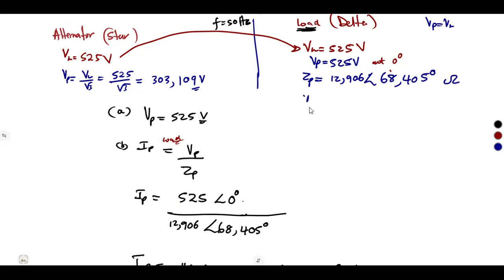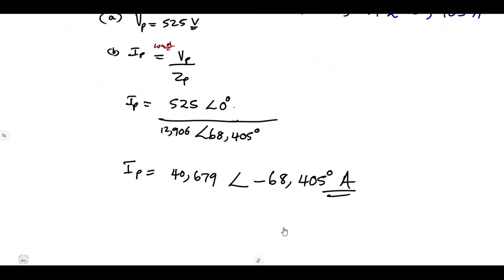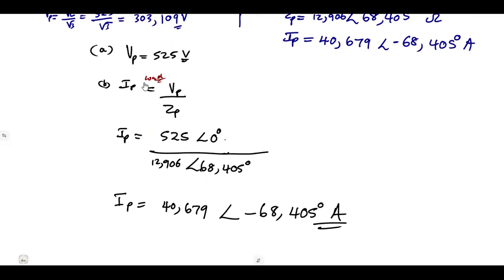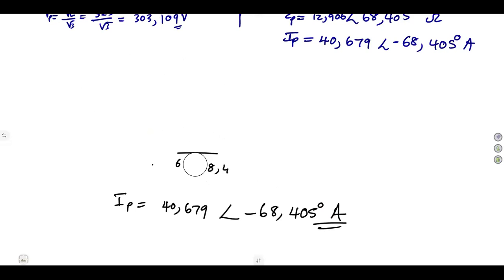Then we also calculated the current. So I'm going to take the first value that we calculated in polar form. Remember, in polar form, we ended up with 40,679, and the angle was negative 68,405 degrees. This is the current that we calculated here. We are talking about the load. All right. No problem. So I want us to understand it from this concept.